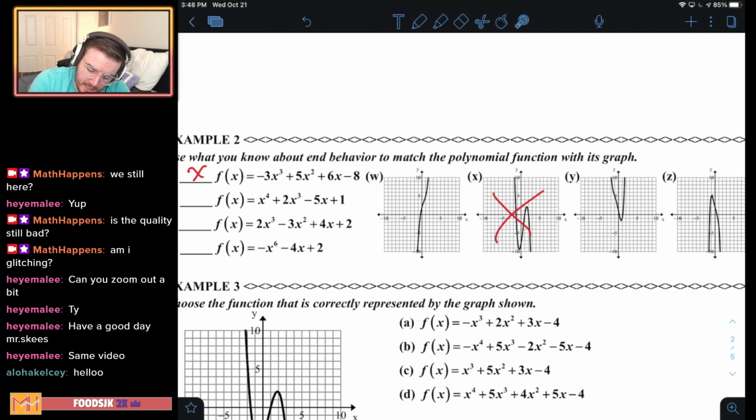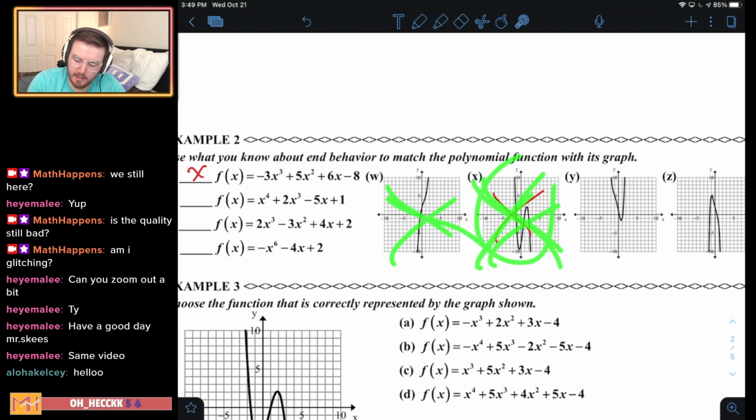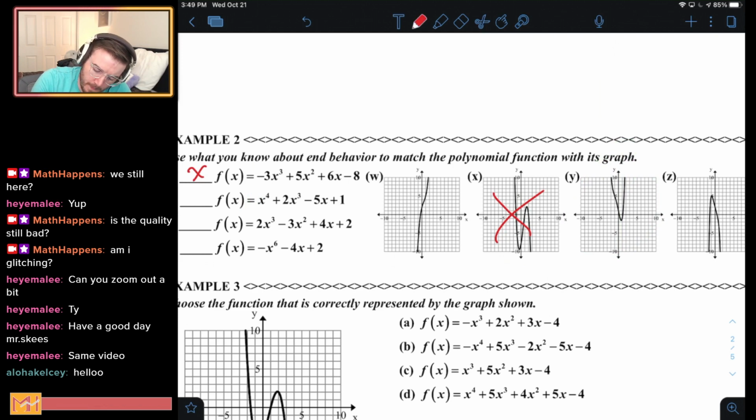I see that this is even, so I know that these two are out. Well, I already used that one, but the point is those are going to be out. So it's positive, so it's going to go up, like this guy. So that one's out. This one is positive odd. Well, odd means it can't be any of these symmetrical ones. Positive means it's going to grow.